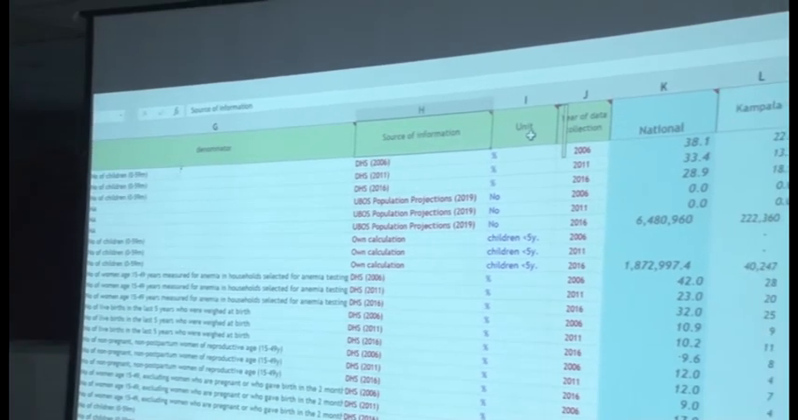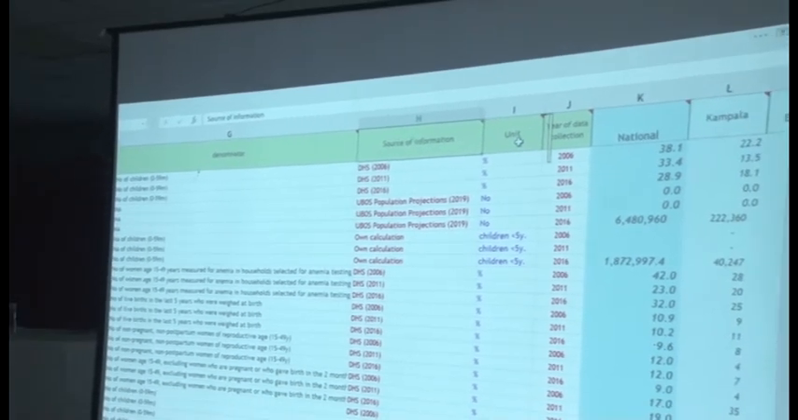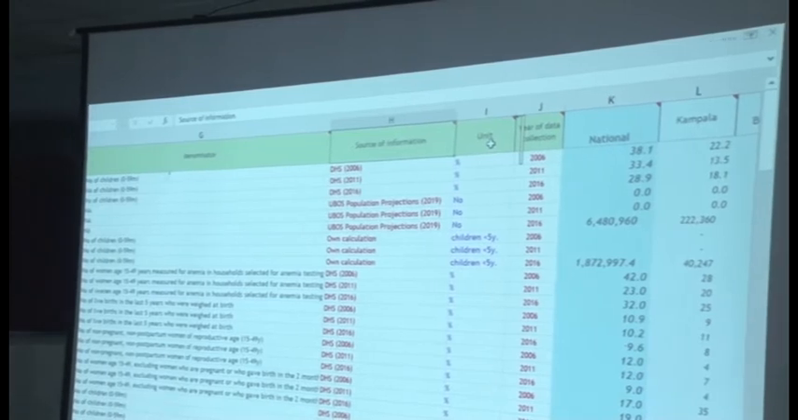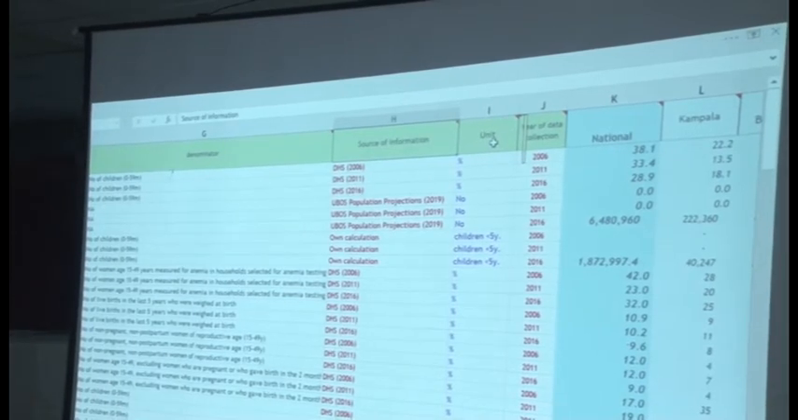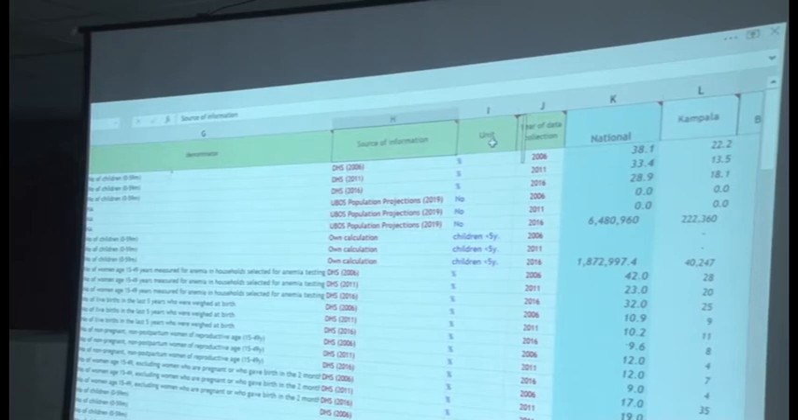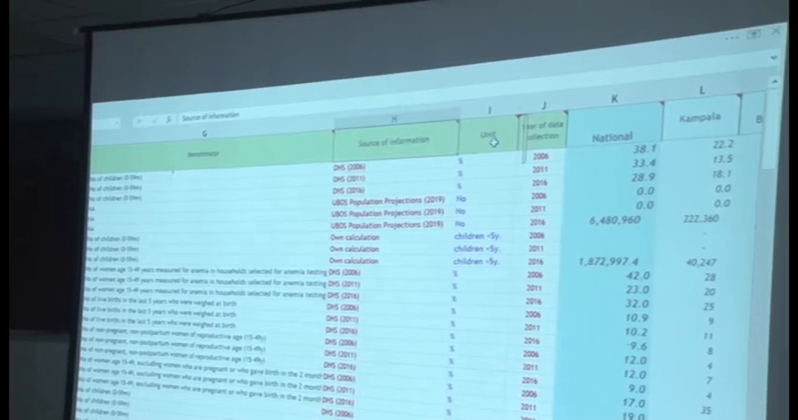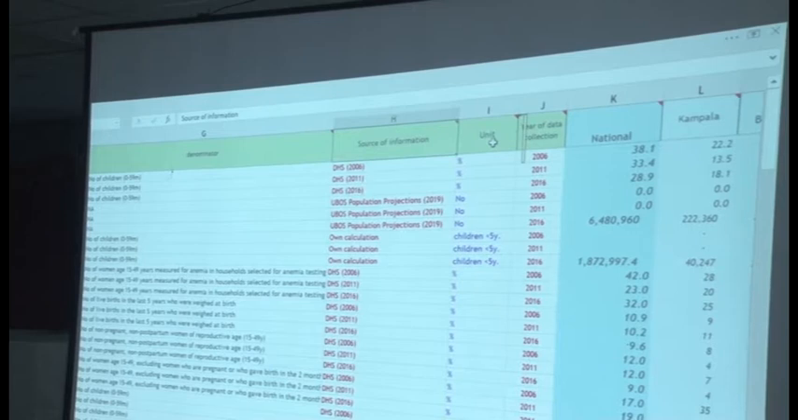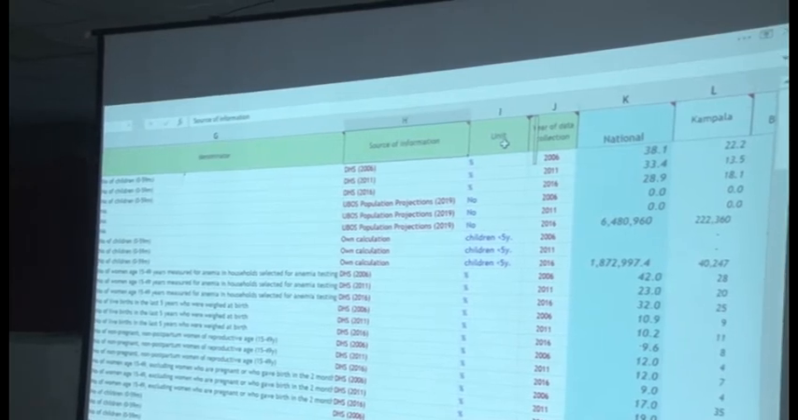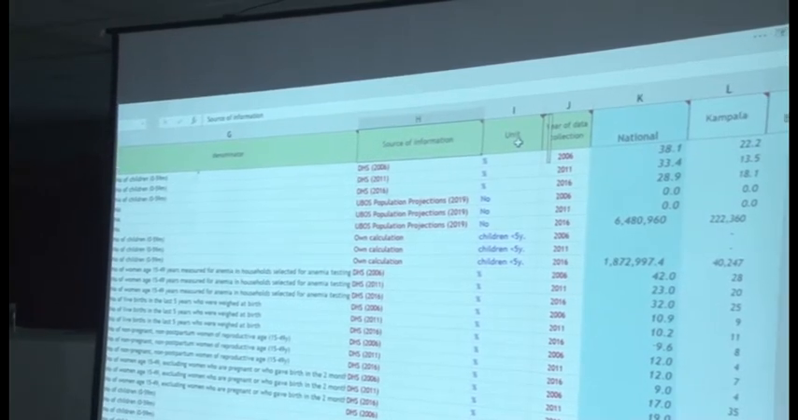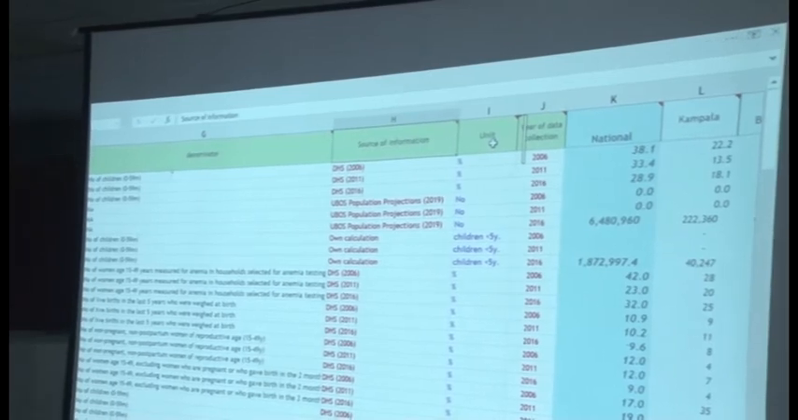So then next is the unit. In most cases these are percentages, because percentages are very easily perceived. The year of collection: until now, most of the data covers 2006 to 2016. For each of these indicators, we would have the national average. What does it show?